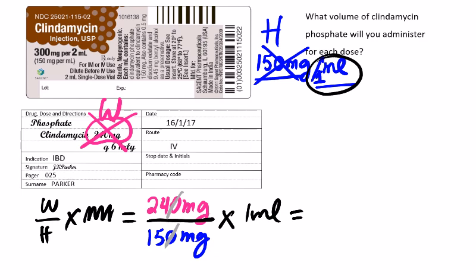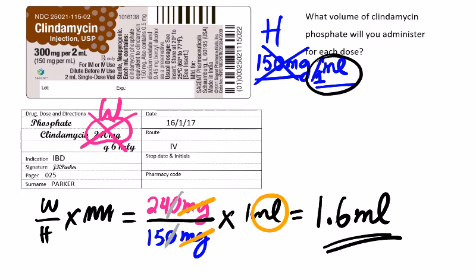So if we do the calculation, 24 divided by 15 times 1, 1.6. And now we see that the milligrams cancel out and the only unit left is the mils, which is our answer. So what was the estimate? We said less than 2 mils because 15 doesn't go into 24 twice, it goes less. So 1.6 mils. Read the question again. What volume will you administer for each dose? 1.6 mils. We are all good, and this is going to happen per dose every 6 hours.